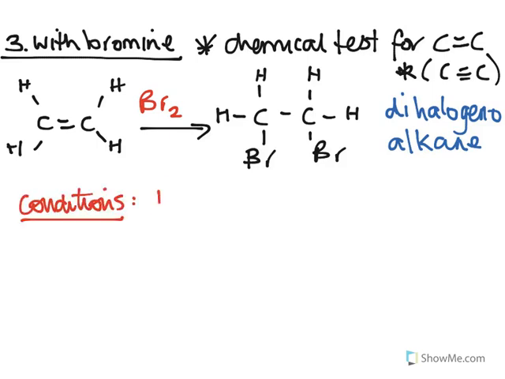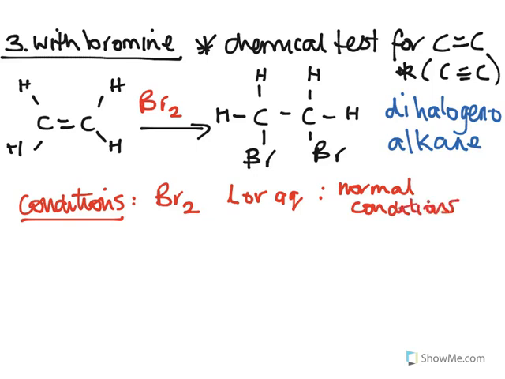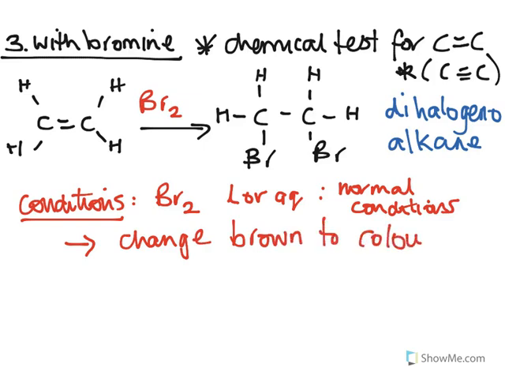And we can use bromine liquid for this, or aqueous bromine, bromine water. Normal laboratory conditions, we don't have to heat it up, we just shake it up. And as I said, this is a chemical test for alkenes, so it changes from brown to colourless, not clear, colourless, no colour.